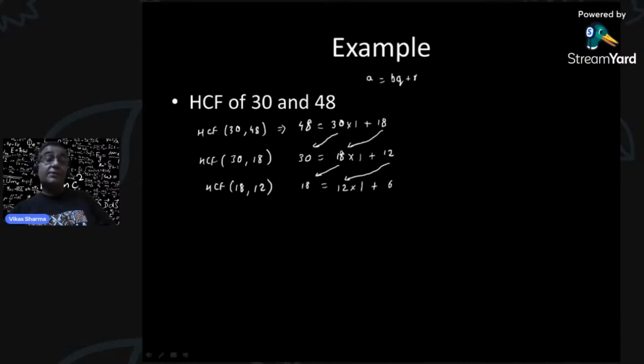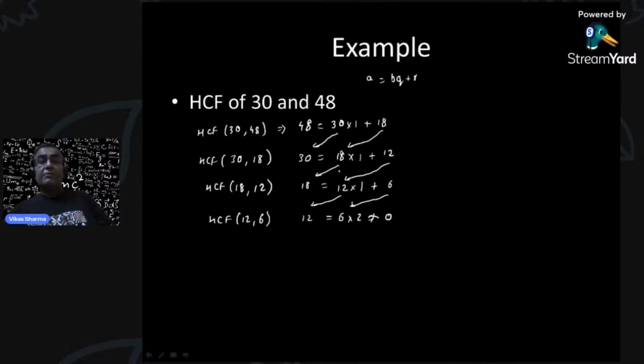Now again 6 is not 0, so I'll have to continue, I'll have to go a step further. So I bring the 12 here, I bring the 6 down here. So 12 can be written as 6 times something. So here we are trying to find the HCF of 12 and 6. So 12 can be written as 6 times 2 plus 0.